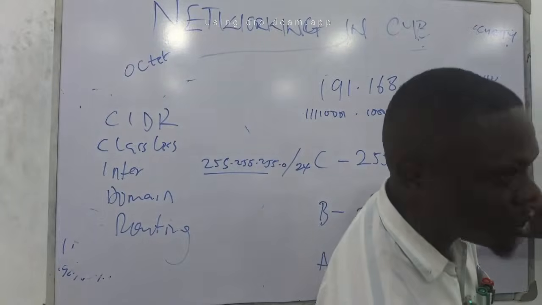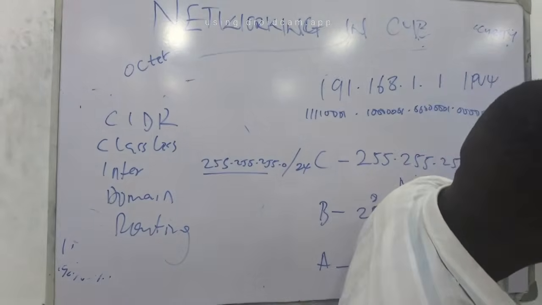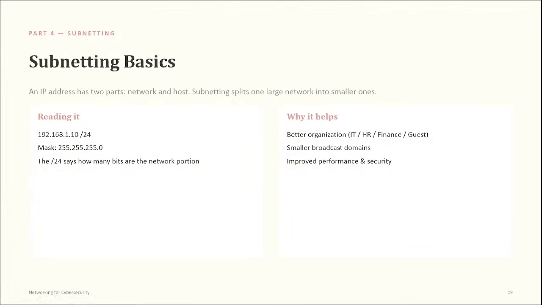So reading it, like what I just explained. You can see this IP address on my screen here, right? 192.168.1.10/24. You can see the subnet mask, a class C. So it's telling me that this IP address is a class C IP. Altogether, the 24 shows how many bits are in the network portion. Why it helps: better organization, IT, HR, finance, guests, smaller broadcast domains, improved performance and security.